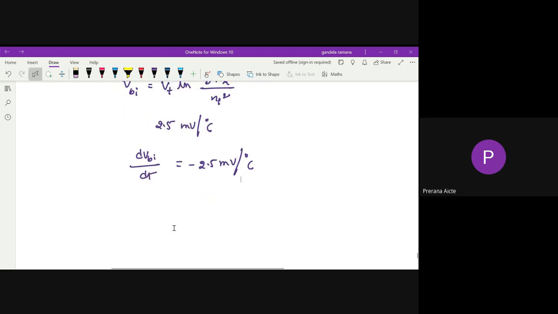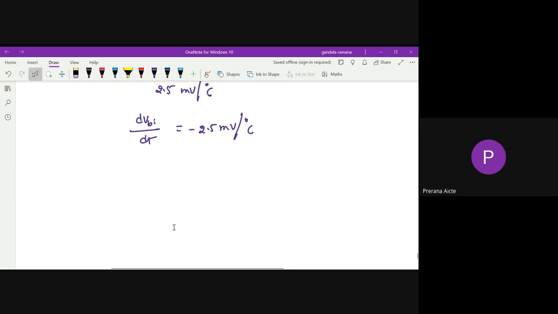When the diode is unbiased, what is the current? The current is 0. Why? Because the majority carriers crossing the junction are equal to the minority carriers crossing the junction. That is nothing but diffusion current equal to drift current.